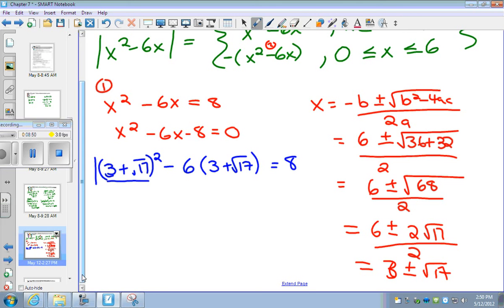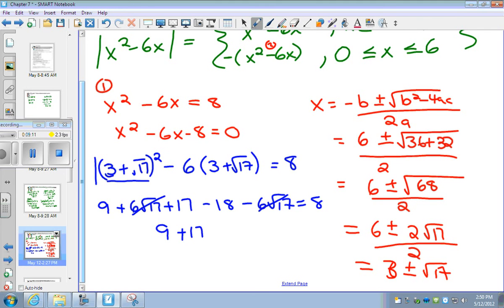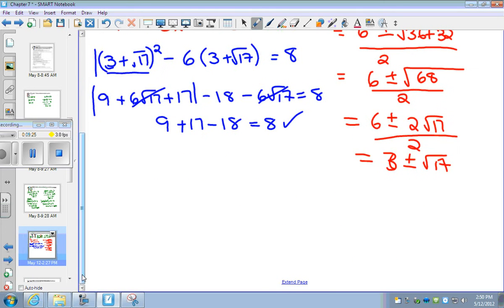Okay, let's square this. We get 9 plus 6 root 17 plus 17, minus 6 times 3 is 18, minus 6 root 17. Look at that. Those root 17s cancel out. Pretty cool. Does that equal 8? Does 9 plus 17 minus 18 equal 8? You better believe it does. Okay, so that one works. Sorry, this was supposed to be all absolute valued, but because it was all positive, it worked out. Okay, now let's verify the other one.